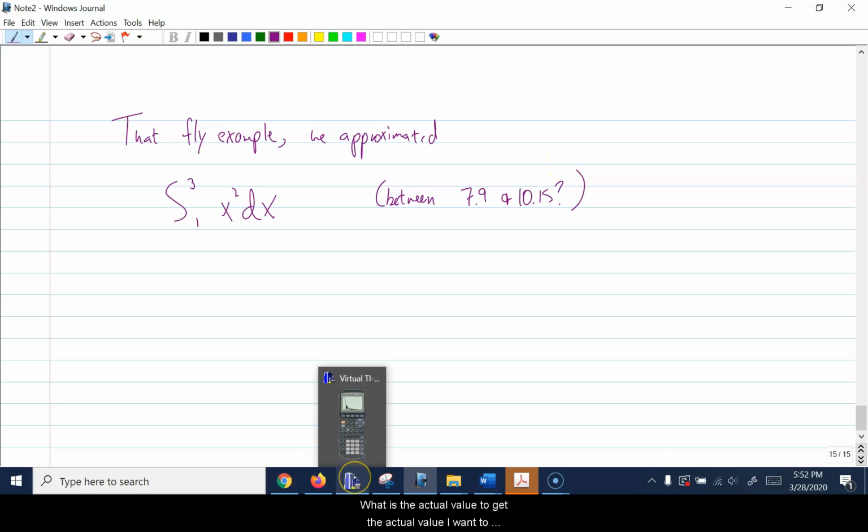What is the actual value? To get the actual value, I want to graph the function.